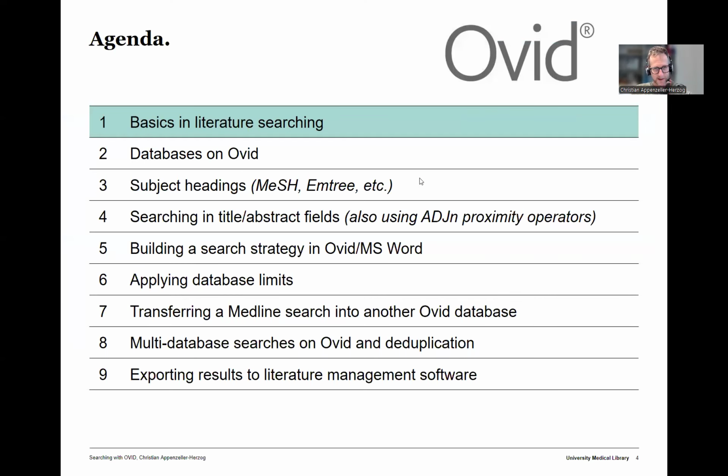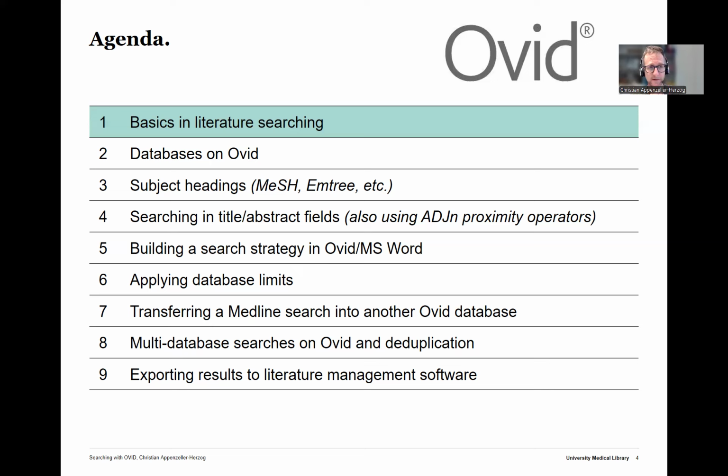I am happy to introduce you to this cool platform named Ovid. We will start out with some basics in literature searching, but we will keep these basic slides on a very concise level. Most of you visiting this advanced course have already learned about literature searching and about basics. So we are going to go very quickly through Boolean operators and technical stuff like that. We will then turn to different databases.